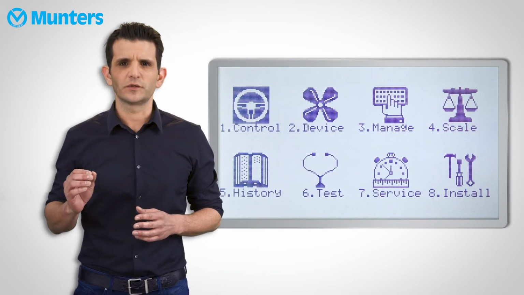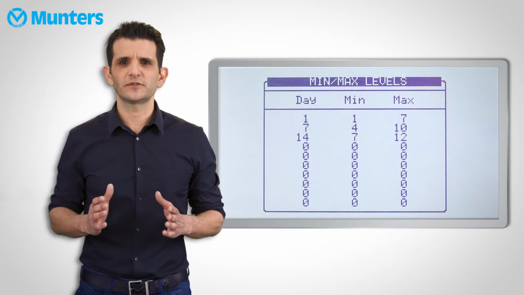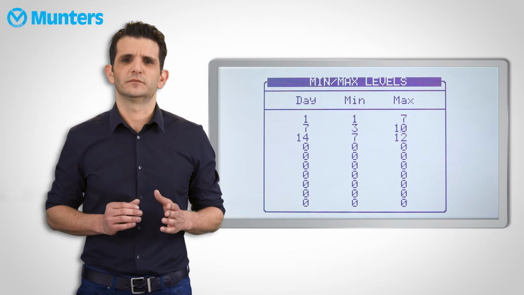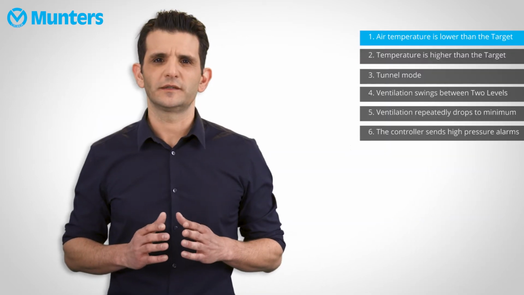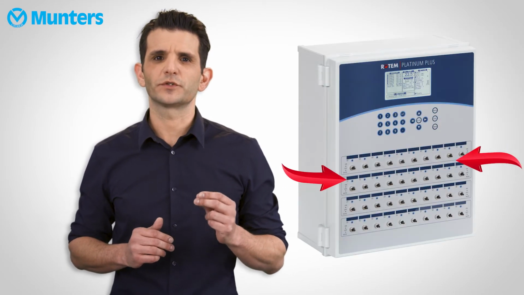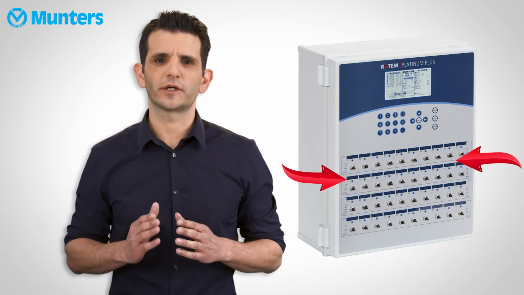To reduce the minimum, press the menu button and go to Control menu. In Control, select Min-Max levels, scroll to the appropriate day, and simply change the minimum. Remember, the minimum is important for fresh air movement in the house and should be reduced responsibly. A second possibility, not likely but it can happen, is that the fan switches are turned off. Platinum won't go to a level with no air capacity.